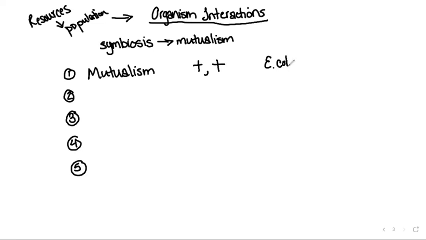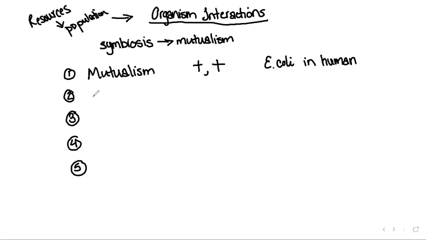Example of this is E. coli in humans, okay? So the human body provides a habitat for the E. coli. What we eat also provides them with nutrients, but the E. coli serves us as helping to keep bad bacteria in check, as well as decomposing some things that we can't. For example, when we eat plant matter, the E. coli is actually what does the digestion of the cell wall and releases nutrients for us to use. So we are mutually benefited by this interaction.